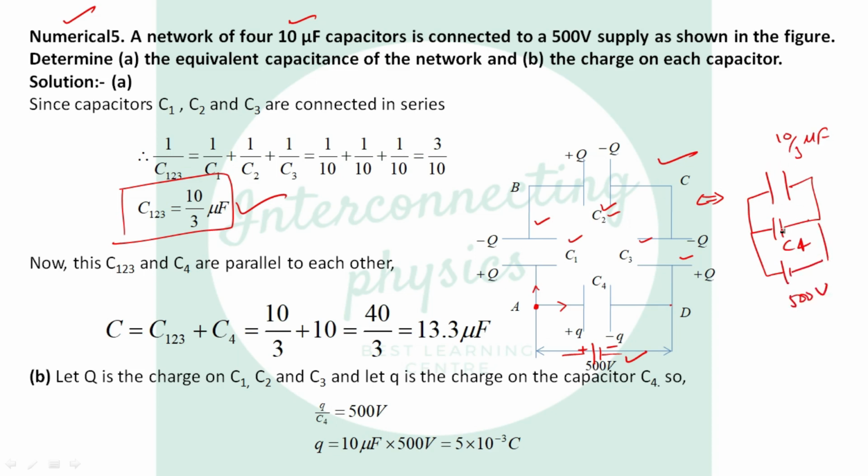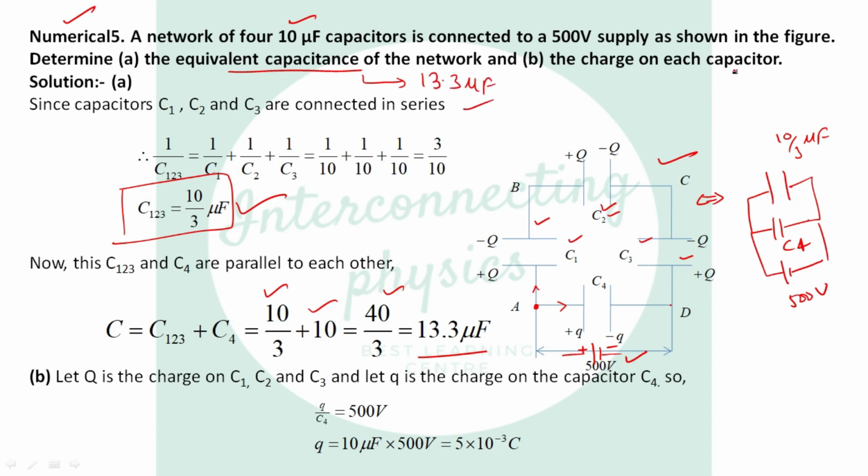Okay, now these two are parallel. In parallel combination we just add the values. So 10 by 3 plus 10 equals 40 by 3, and the answer is 13.3 microfarad. So the first question has been solved, that is the equivalent capacitance, which is 40 by 3 microfarad.